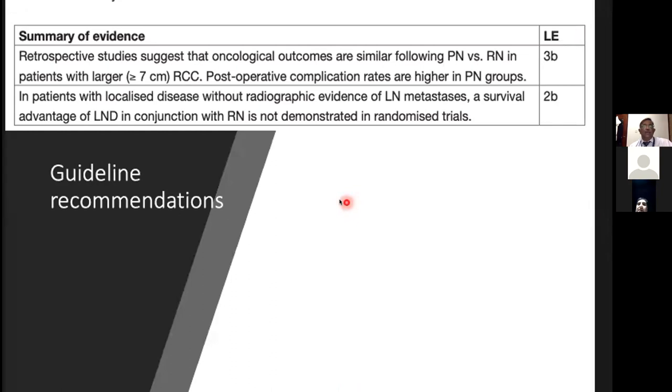In patients with localized disease without radiographic evidence of lymph node metastases, a survival advantage of lymph node dissection in conjunction with nephrectomy is not demonstrated. So the quality of evidence is not high. These are 3B and 2B levels of evidence. So really no clear RCTs are available to make a judgment.